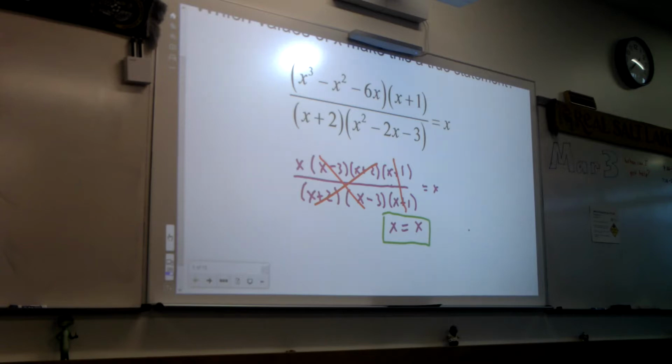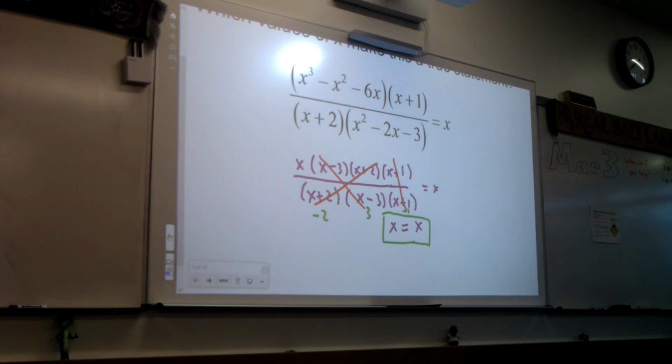Go ahead, Hiram. Negative 2, 3, and negative 1. Why could we not plug in negative 2, 3, or negative 1, Hiram? Because it makes it so you divide by 0. And what happens when you divide by 0? You blow up. Right? Bad things happen.